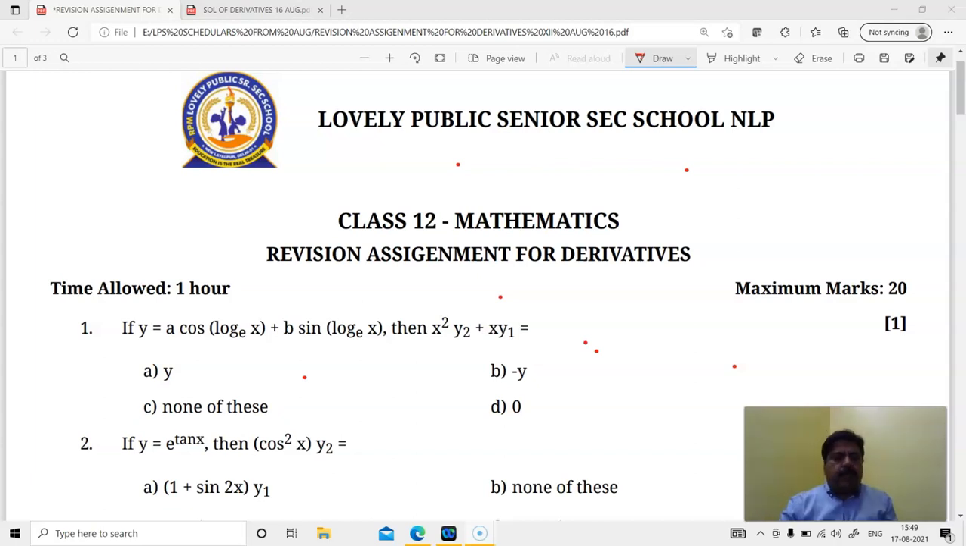So as you can see in this first question, we have been given y is equal to a cos log x. Here e is mentioned, e is the base. Whether you write it or you don't write it, it does not make any difference because in derivatives we are dealing only with log to the base e. Then we have sine, and you must know that these two functions always repeat themselves whenever there is a second order derivative.